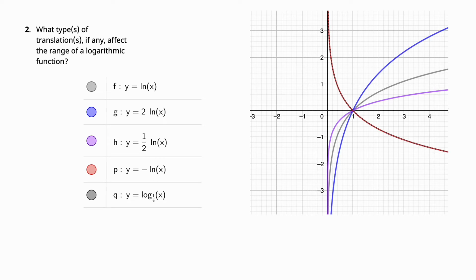So just like any translation, the same. But one thing that's kind of unique is that if you change the base, remember natural log is base e. If I take the log of the reciprocal of the base, you get the same as flipping it around the axis, because you notice that the red one and the black dotted one are the same exact function.